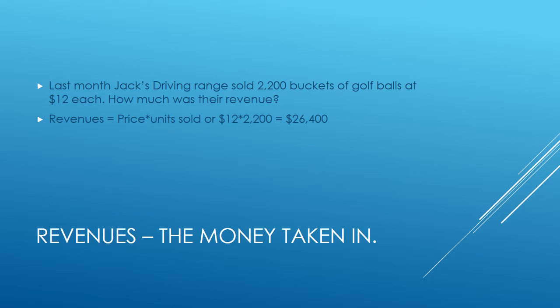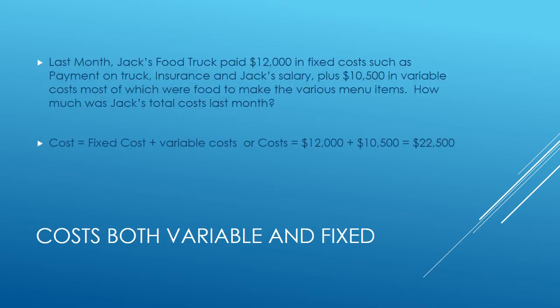Revenues. Well, last month, Jack's Driving Range sold 2,200 buckets of golf balls at $12 each. How much was their revenue? Well, the revenues are the price that they charge times the number of units sold, or in this case, $26,400.